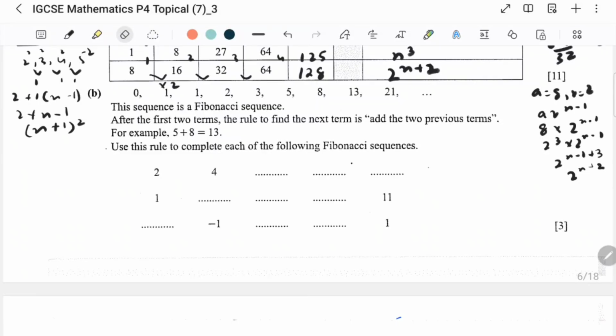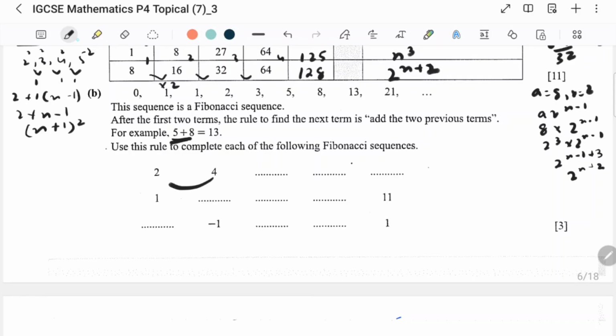Part B, the sequence is a Fibonacci sequence. After the first two terms, the rule to find the next term is to add the two previous terms. It means that 4 plus 2 gets the next term. For example, 5 plus 8 is 13, like that. Use the rule to compare each of the following sequences.